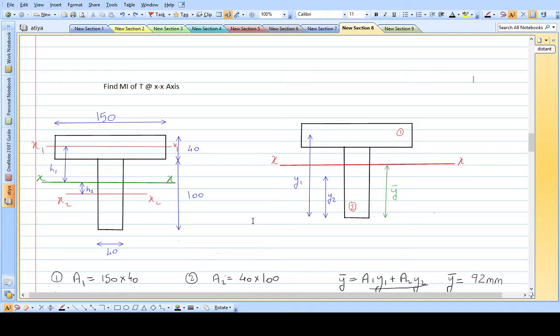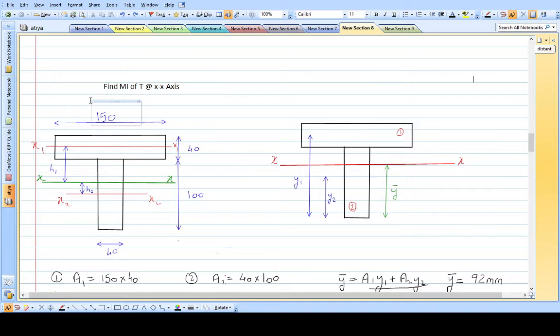Now initially we require to find the centroid of this particular T section in order to find the moment of inertia about the x axis. Okay, now as the particular T section is symmetrical about the y axis, here x bar will be equal to 150 by 2. Okay, we need to find y bar in order to locate the x axis.